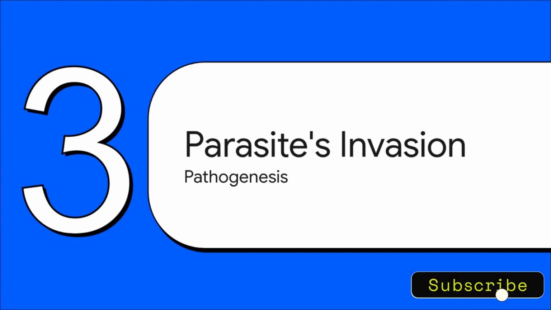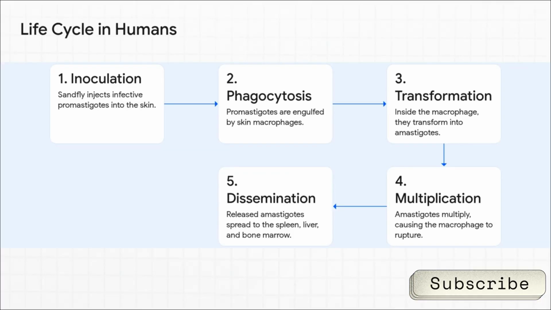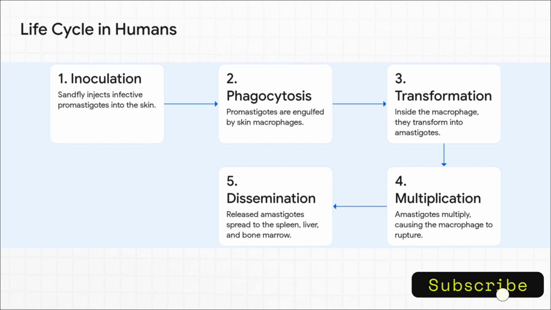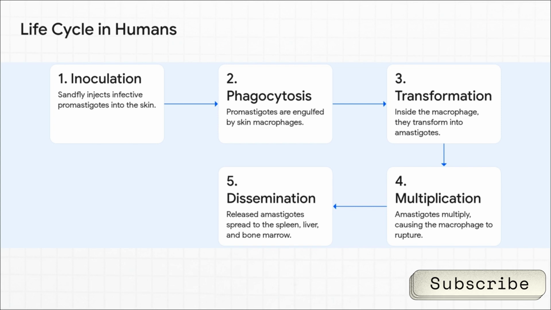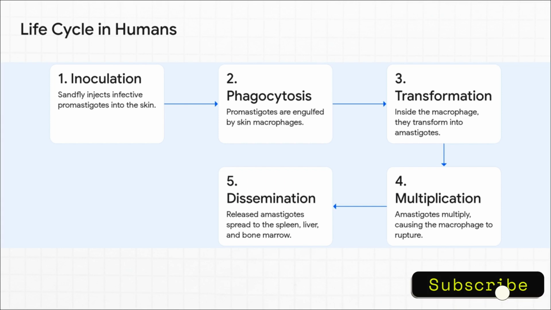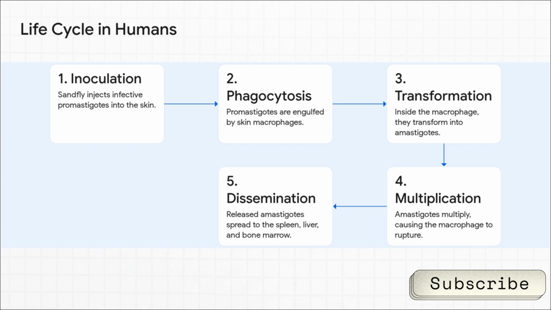This is the parasite's master plan. It all starts with a sandfly bite. The fly injects the infective promastigotes right into your skin. Then, our own immune cells, the macrophages, come to the rescue, or so they think. They engulf the parasites. But here's the crazy part. Inside the macrophage, the parasite transforms into the amastigote form. It's like it's put on a disguise. Then it starts multiplying like mad, eventually bursting the macrophage open. And from there, the newly released amastigotes spread through the blood, ready to infect the spleen, liver, and bone marrow. It literally uses our own immune system as a Trojan horse to take over.